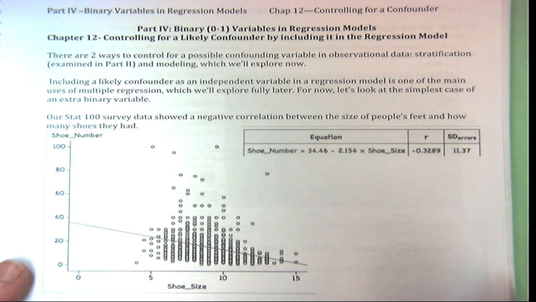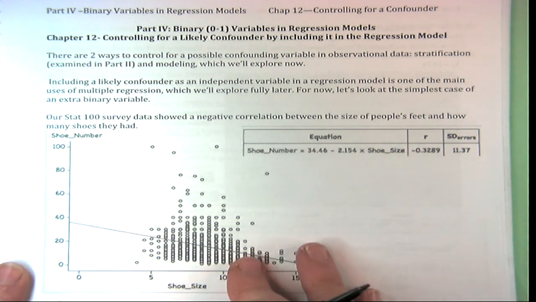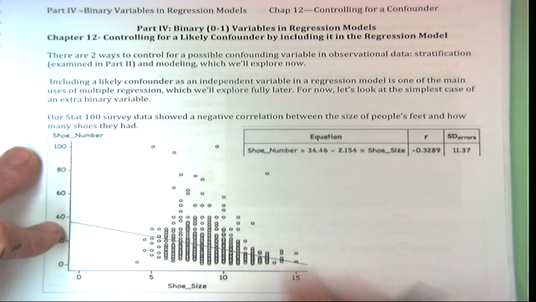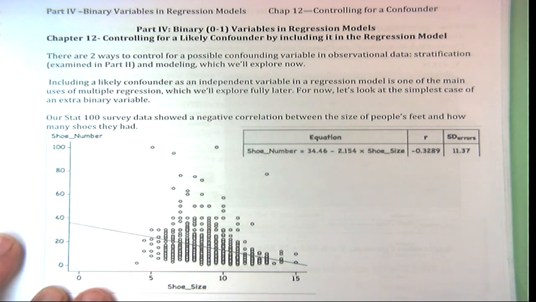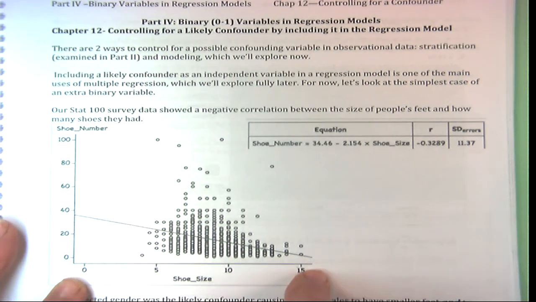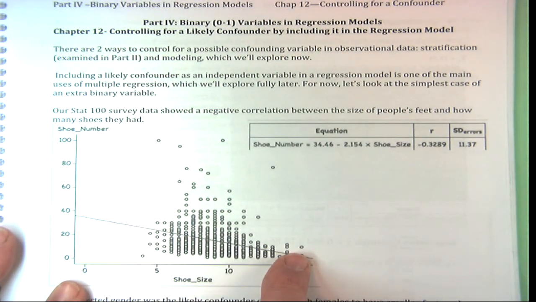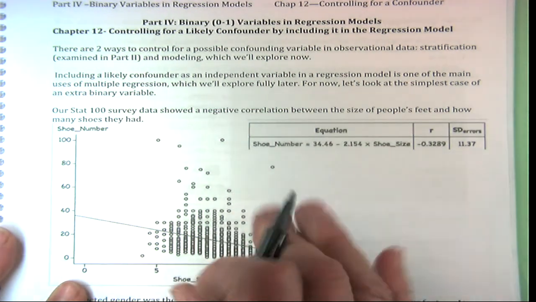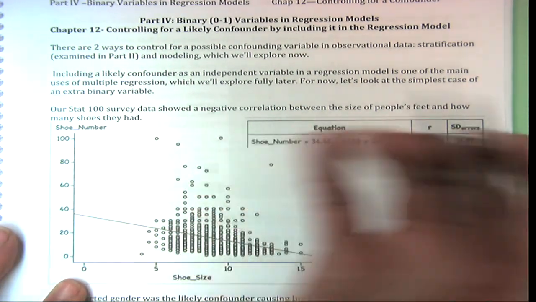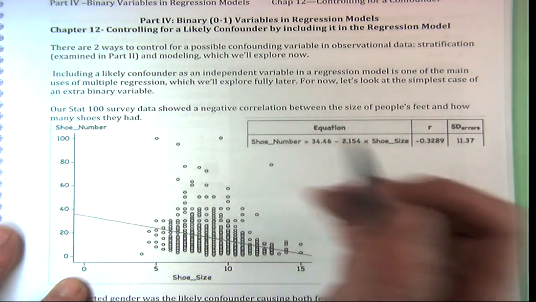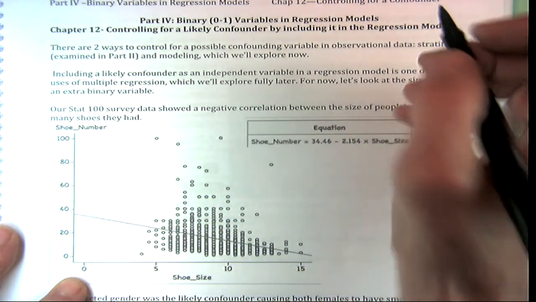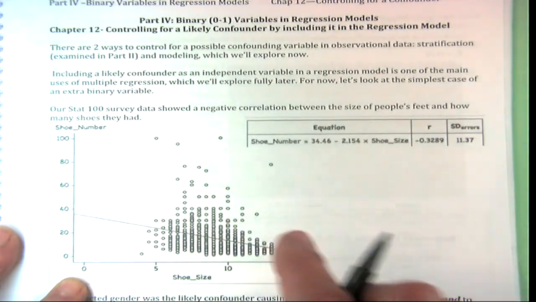And this was from our data that shows that the bigger your foot size, the fewer shoes people buy. This is the same example that we saw on page 21. If you want to look back at it, we can. Let's look back at it. So this was the same exact data set.